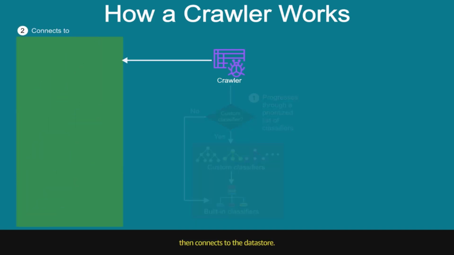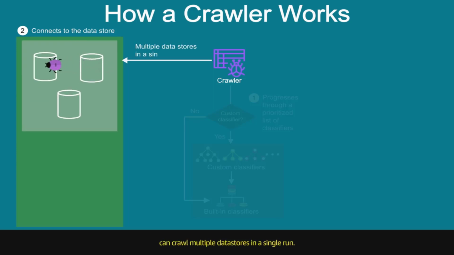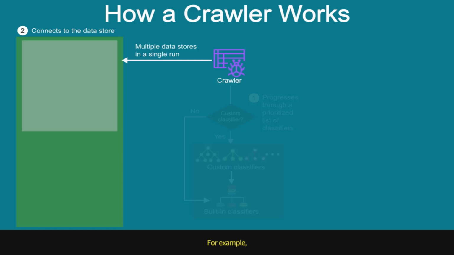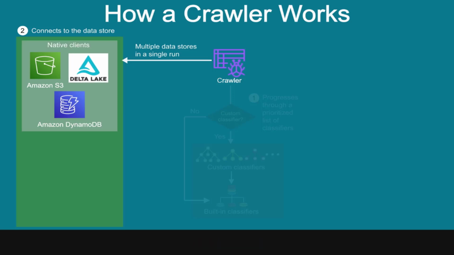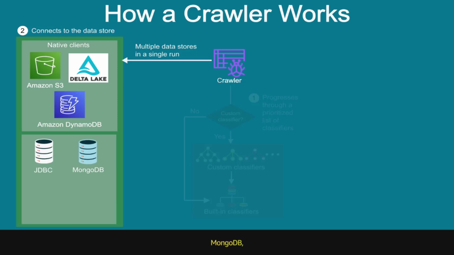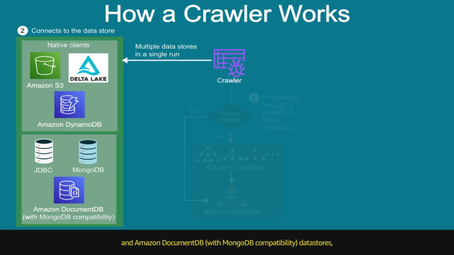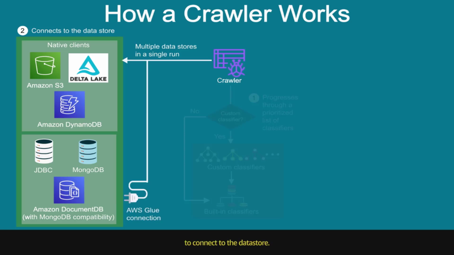The crawler then connects to the data store. A crawler can crawl multiple data stores in a single run. For example, a crawler can crawl data stores such as Amazon Simple Storage Service, or Amazon S3, Amazon DynamoDB, and Delta Lake natively. For Java Database Connectivity, or JDBC, MongoDB, and Amazon DocumentDB, with MongoDB compatibility data stores, a crawler must use an AWS Glue connection to connect to the data store.